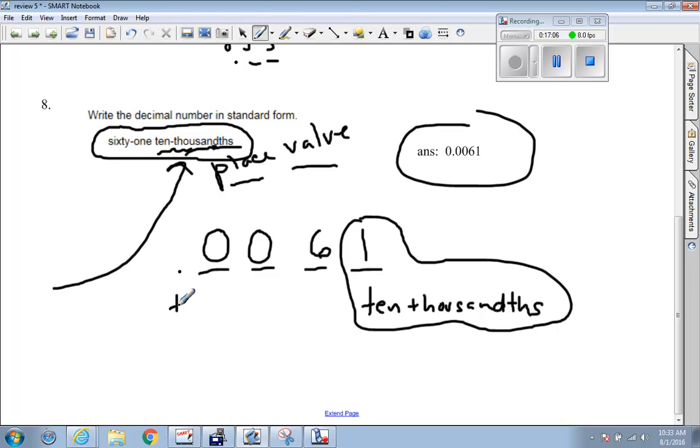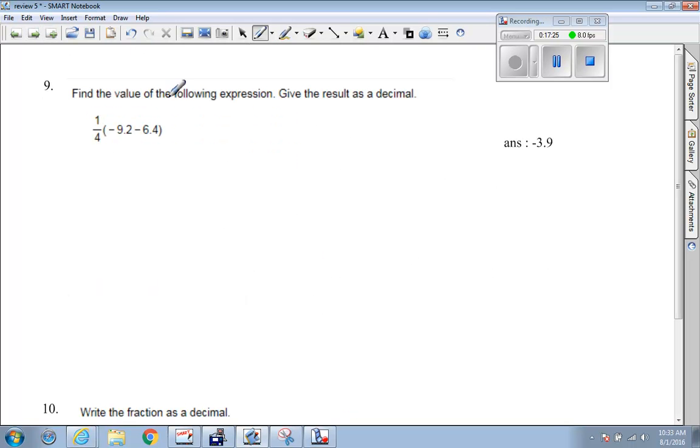So I remind you just real quick, tenths, hundredths, thousandths, and then of course ten thousandths. So you've got to land on that ten thousandths spot. All right, next. Find the value of the following expression. Give the result as a decimal.